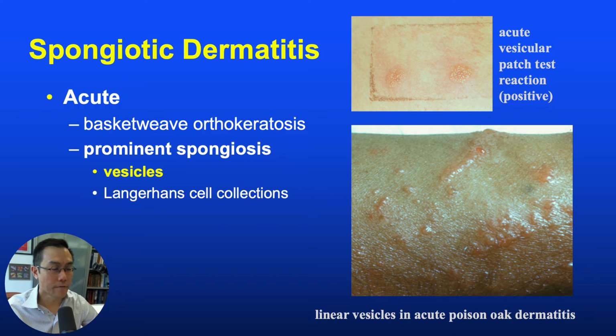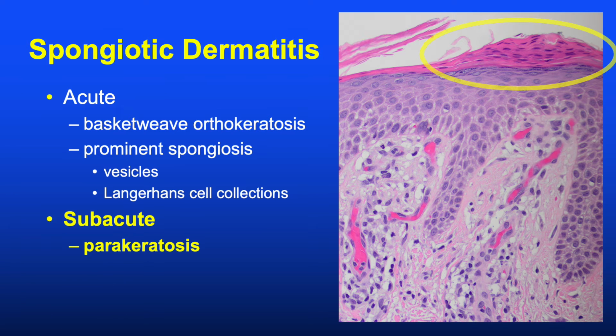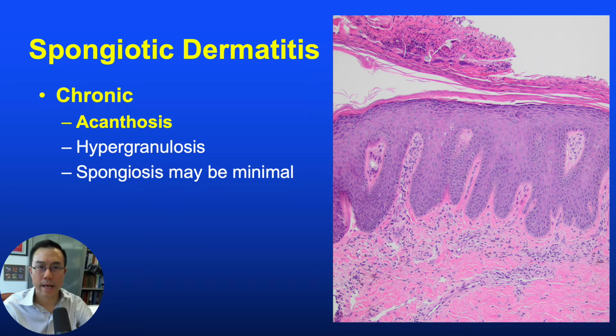And when spongiotic vesiculation is florid enough, the vesicles are large enough to be appreciated clinically. A classic example could include an acute vesicular patch test reaction or an acute poison oak dermatitis. Subacute spongiotic dermatitis is largely identified by the presence of parakeratosis rather than orthokeratosis. And finally, chronic spongiotic dermatitis is characterized by a thickened or acanthotic epidermis.